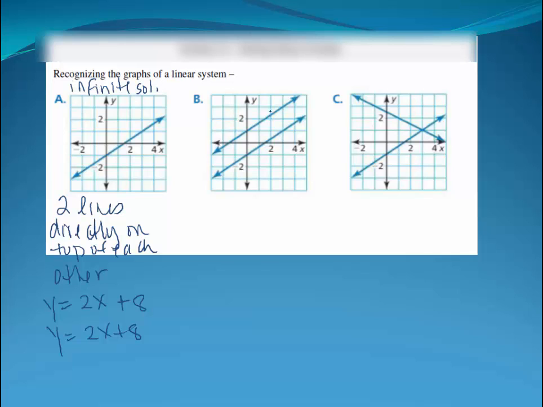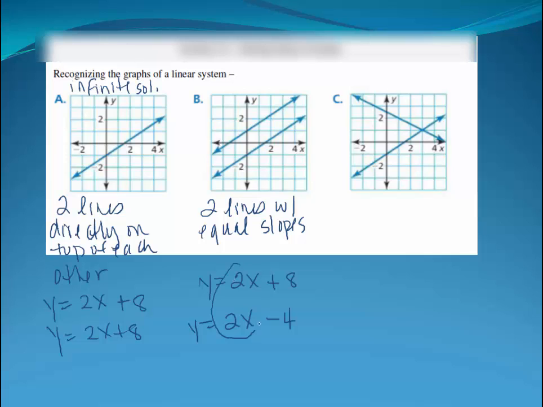Now let's take a look at this one. We've got two completely separate lines, but if you look at them, they look parallel, and that's because the slopes are the same. So two lines with equal slopes. But notice that they're completely separate from each other. So in that case, here's just a random example, y equals 2x plus 8, and we could have y is equal to 2x minus 4. It's these that are the same, but not these, which will then cause two separate lines, both going in the same direction. So where do these two lines hit each other? Never. So in this case, we're going to say no solution.